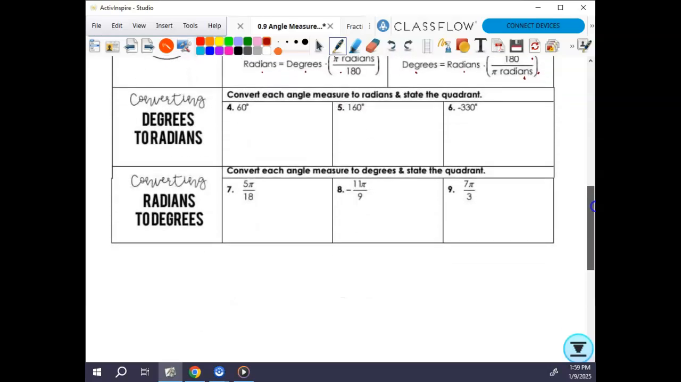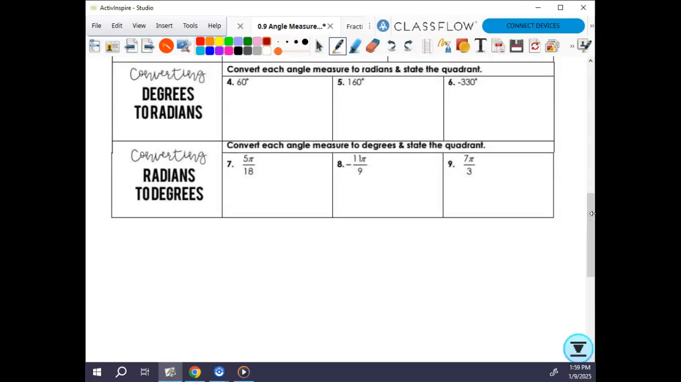All right, so we're going to convert these, and we are going to state which quadrant we're in. So I'm going to make just a little thing right here just so we can kind of point to it. If I have 60 degrees, this is 0. What quadrant is 60 in? Quadrant 1, okay? We're in quadrant 1. So I'm going to take this 60 degrees, and I'm going to multiply it, because I want radians, I'm going to pi over 180.